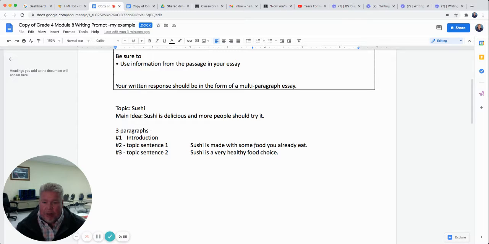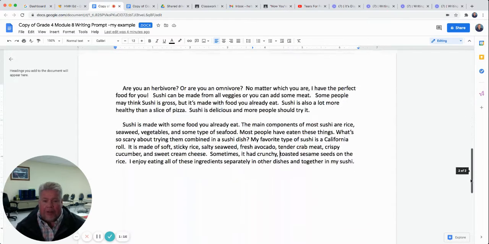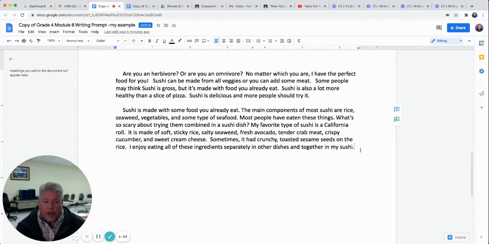Yesterday, we took this topic sentence that we wrote on Monday, and we did the second paragraph. Today, we're going to take this topic sentence number 2 and do it in the third paragraph, okay? So, my topic sentence number 2 was sushi is a very healthy food choice. So that's what I'm going to begin my third paragraph with. So when you start, you're going to go to a place where your third paragraph is, skip a line, indent, and type your topic sentence for this paragraph. Sushi is a very healthy food choice.